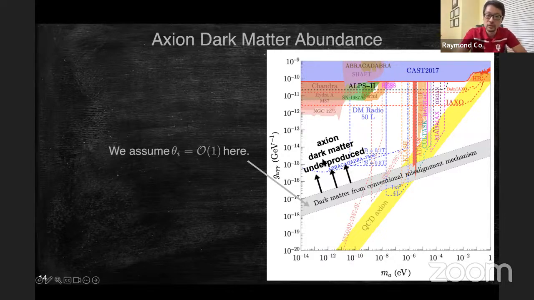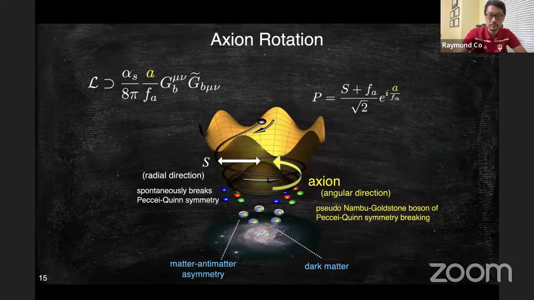But that brings us a question. Then how do we explain it if we do find an axion dark matter particle here from some of the experiments? How do we explain the dark matter abundance of the axion? From the misalignment mechanism, we would expect it to be underproduced. So this is the big question that I want to answer in this talk today. And this brings us to what we call the axion rotation.